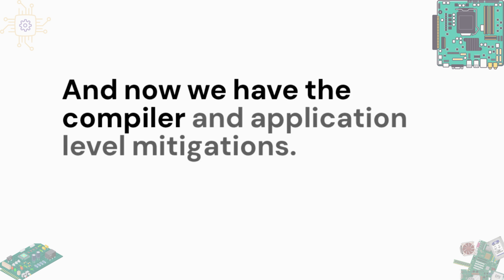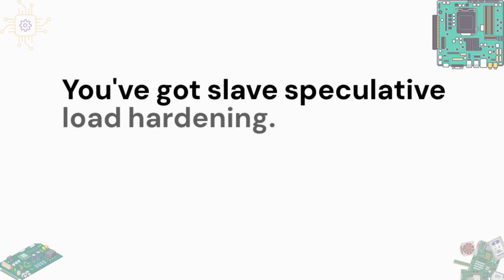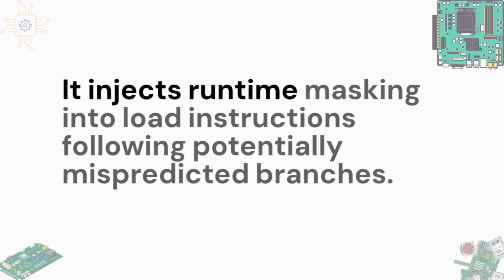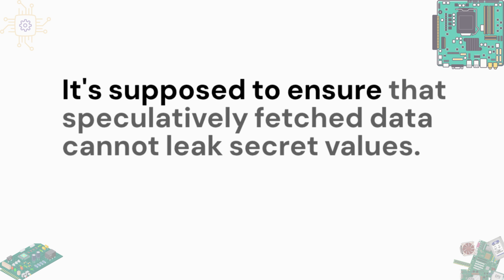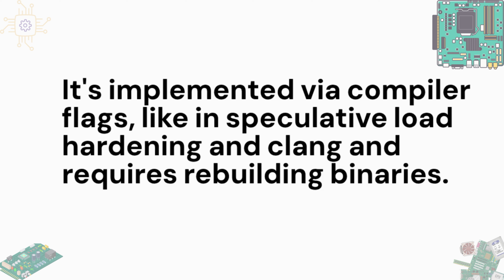And now we have the compiler and application level mitigations. These measures have to be actively implemented by developers or build systems. You've got SLH, speculative load hardening. It injects runtime masking into load instructions following potentially mispredicted branches. It's supposed to ensure that speculatively fetched data cannot leak secret values. It's implemented via compiler flags like speculative load hardening in Clang, and requires rebuilding binaries.